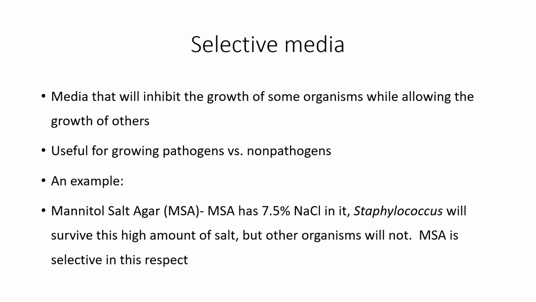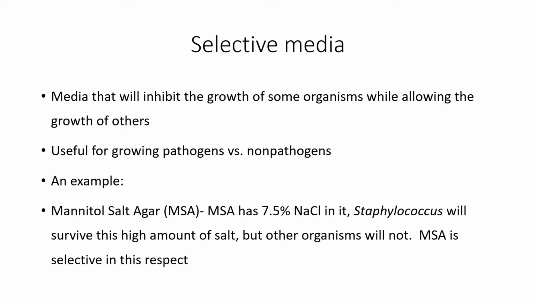Selective media is media that grows some things and suppresses other things, okay? So it is useful for growing pathogens versus non-pathogens or normal flora. Some examples of selective media would be CNA or PEA, which are selective for gram-positives, or MacConkey agar, which is selective for your gut organisms such as the enterics and some non-fermenters.